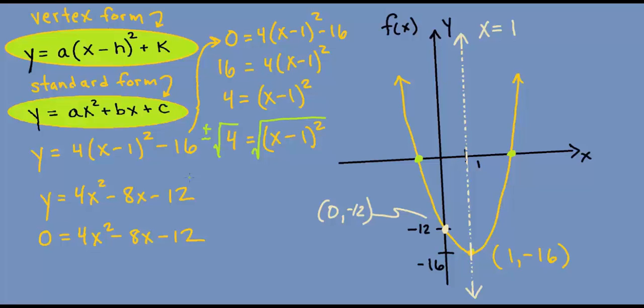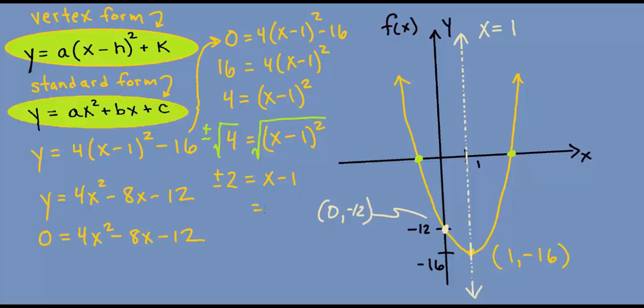So let's proceed. On the left, we have the square root of 4 is 2, but we need the plus and the minus, so plus minus 2. And on the right, a square root just undoes a square. So the square root of anything squared is just the anything. And the anything in this case is x minus 1. Hope that made sense.